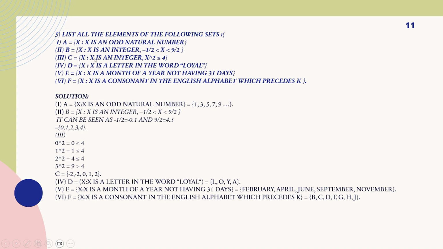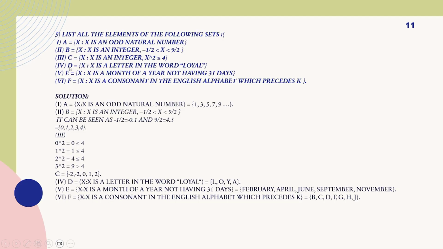Now let's see the third question. x is an integer, x square is less than or equal to 4. Now we check the squares. 0 square is 0, it is less than or equal to 4. Yes, correct. Next, 1 square is 1, it is less than 4. 2 square is 4, it is equal to 4, so it is satisfying. 3 square is 9, so it's not available. So we write minus 2, minus 1, 0, 1 and 2.